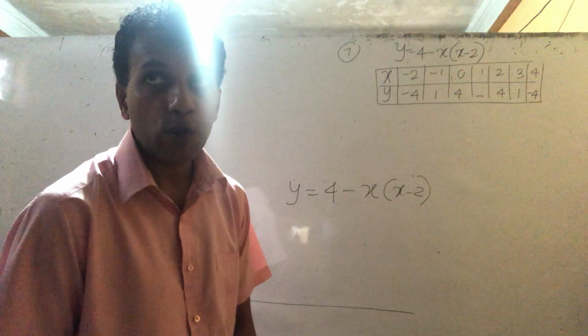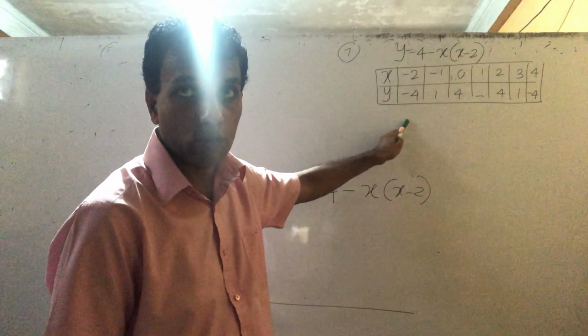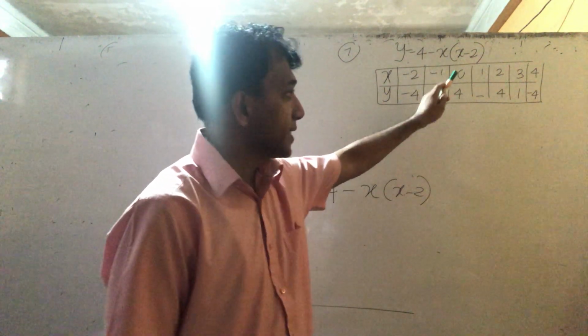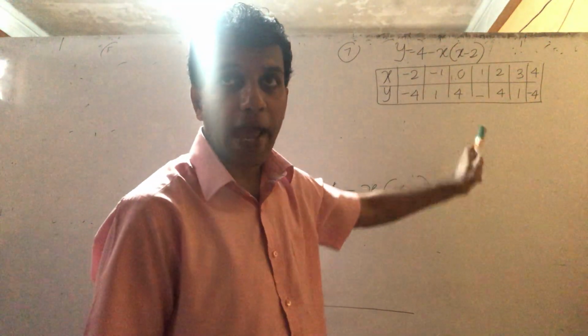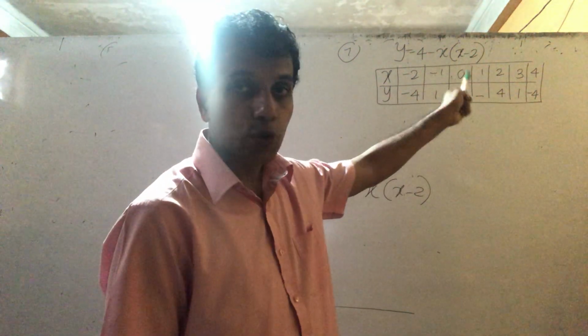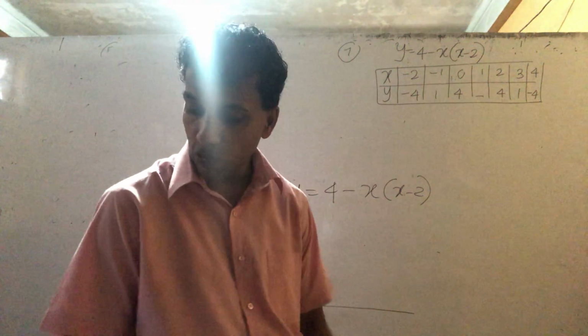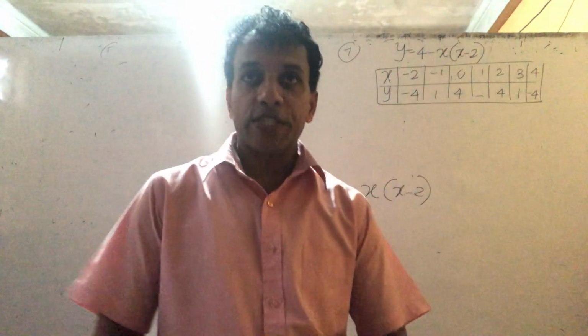And the y values are: x minus 2, y minus 4. x minus 1, y 1. x 0, y 4. x 1, y blank. x 2, y 4. x 3, y 1. x 4, y minus 4. So complete the table and stop the video.